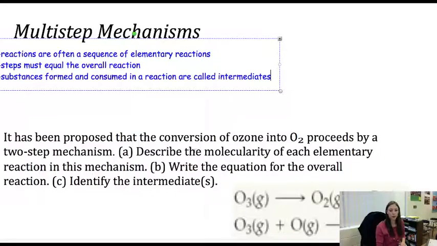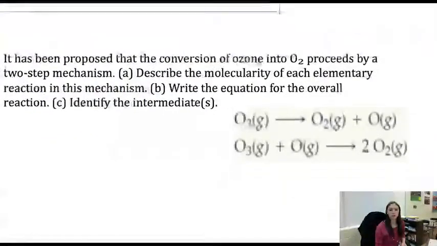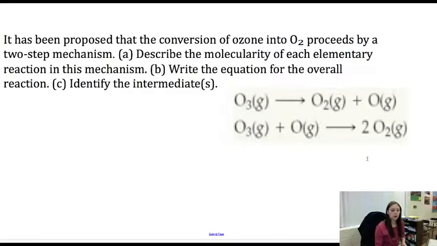So let's look at an example here. It says, it has been proposed that conversion of ozone into O2 proceeds by a two-step mechanism. Describe the molecularity of each elementary step in the reaction. We're going to write the overall reaction and identify any intermediates.